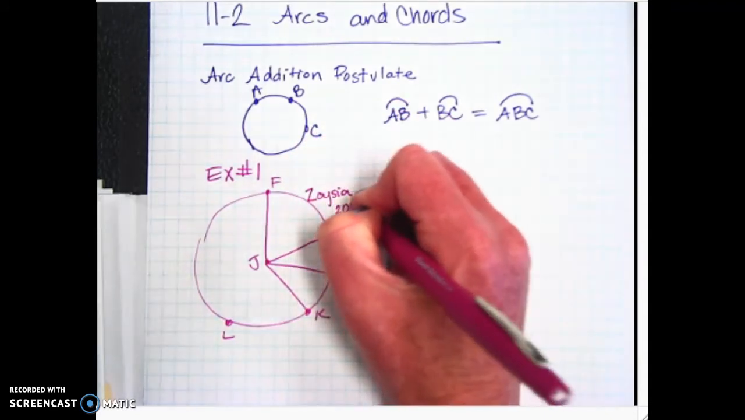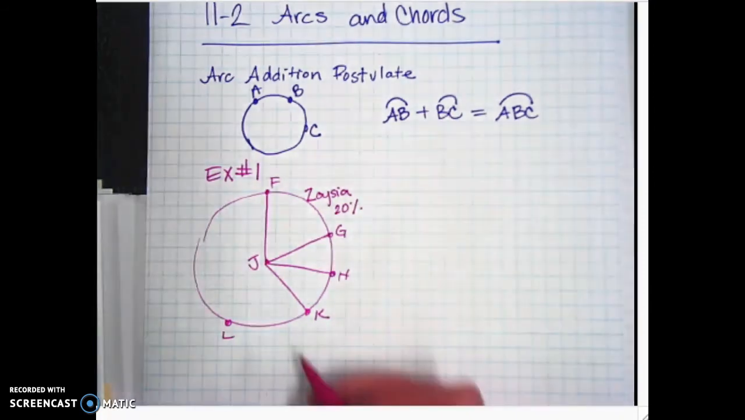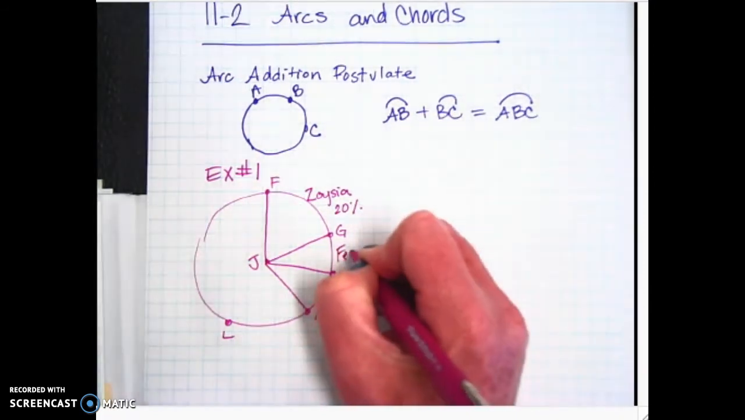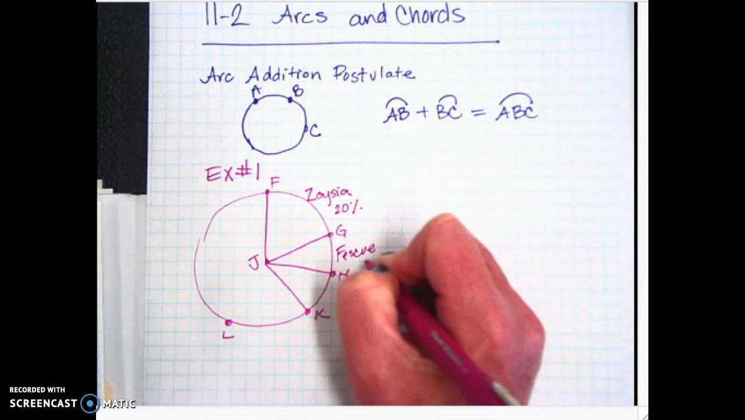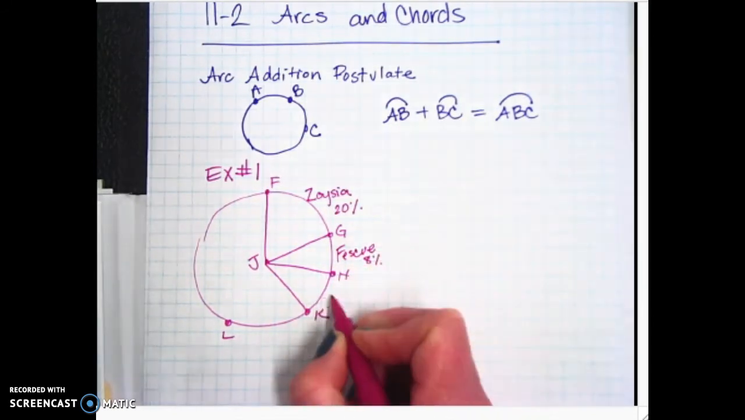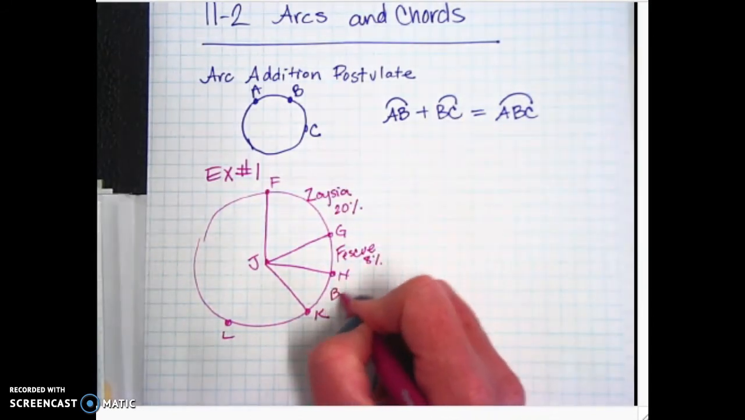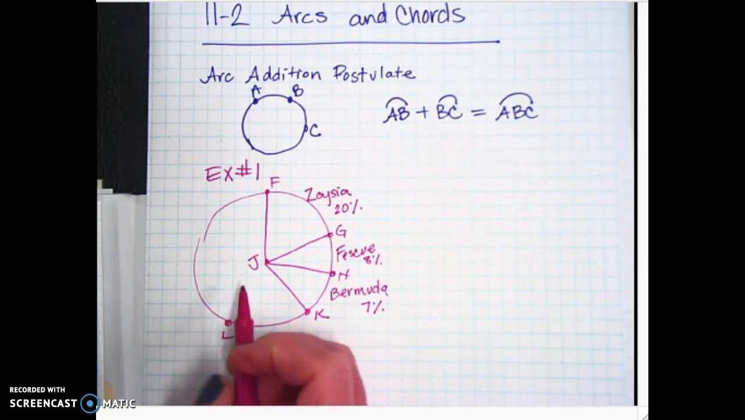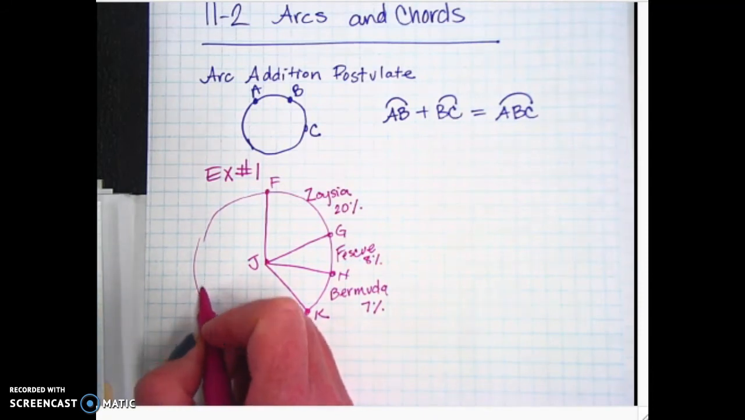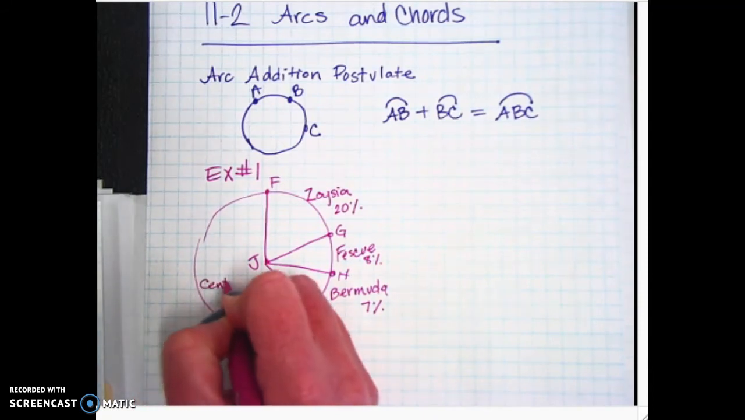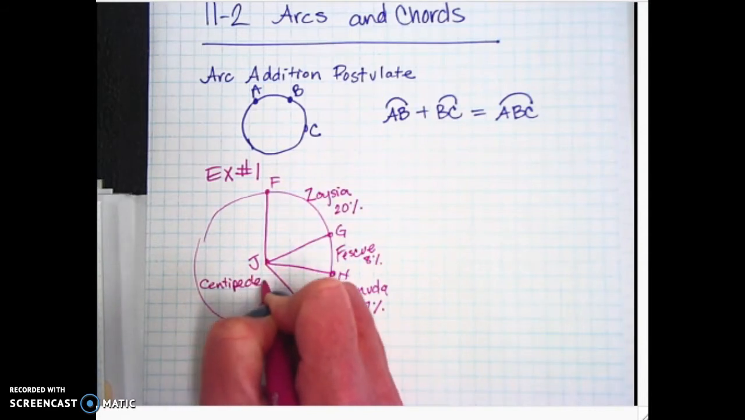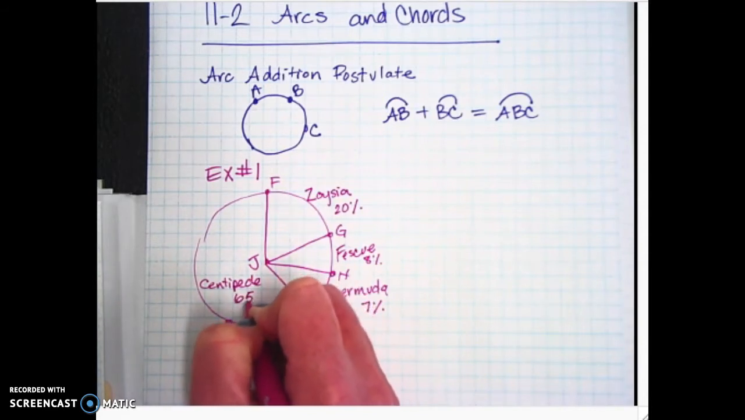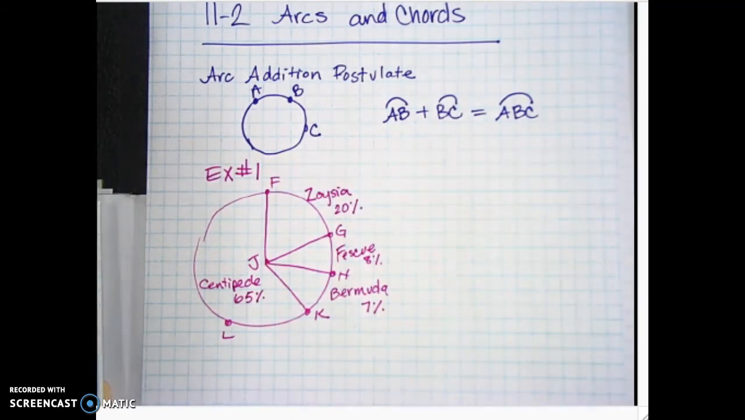and that's 20%. This one right here I've heard of before. It's called fescue. It's pretty common, 8%. This one right here is very common, what most people have, Bermuda, and that's 7%. And over here we've got centipede, and it's 65%. Okay?